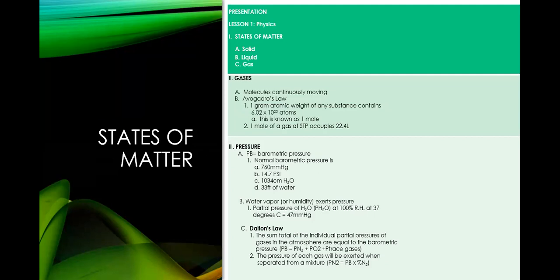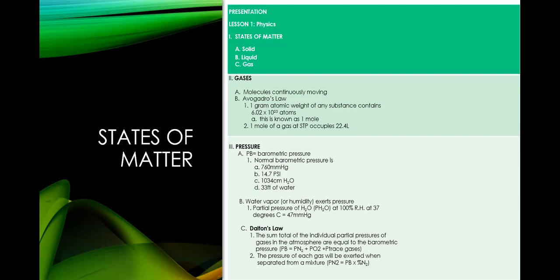Gases. Avogadro's law talks about the mole. Avogadro, the mole. So if you see something about a mole, then you know they're talking about Avogadro. He says that one mole of a gas at standard temperature and pressure is 22.4 liters of space. That's how much it occupies. That's considered a mole of gas, and that's Avogadro.